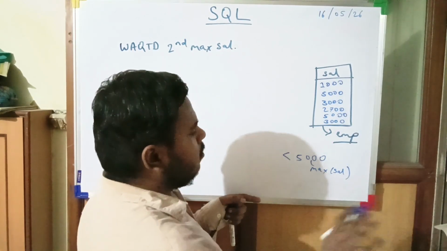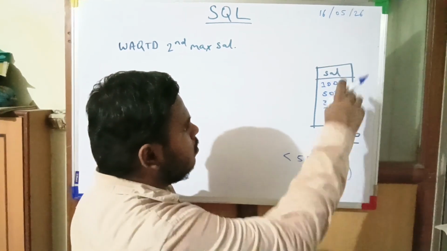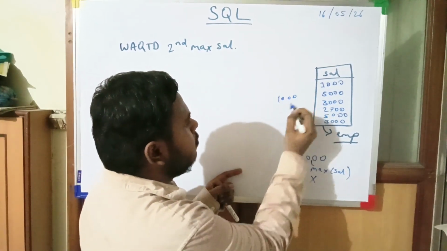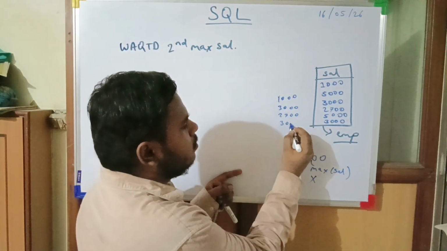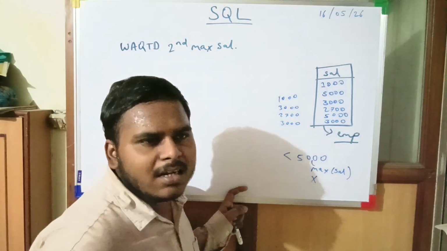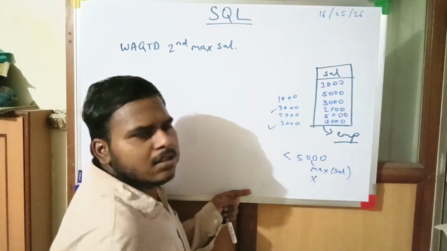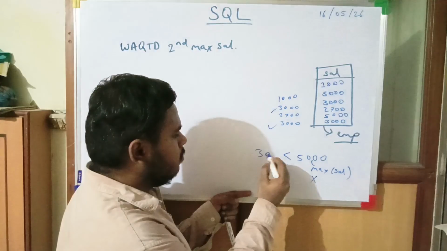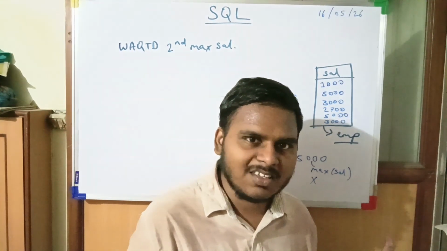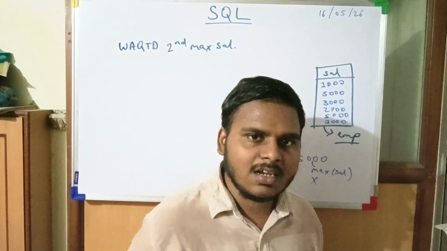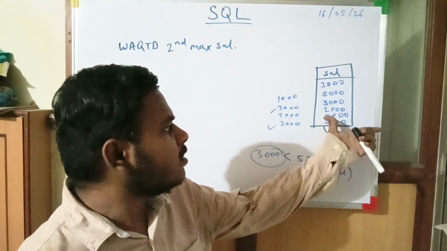Now, if we remove 5,000, which salaries are left? 1,000, 3,000, 2,700, 3,000. From these salaries, which is the maximum salary? 3,000, obviously. So can I say 3,000 is the second highest salary? Yes, I can say that, because it is the maximum salary after excluding the 5,000.